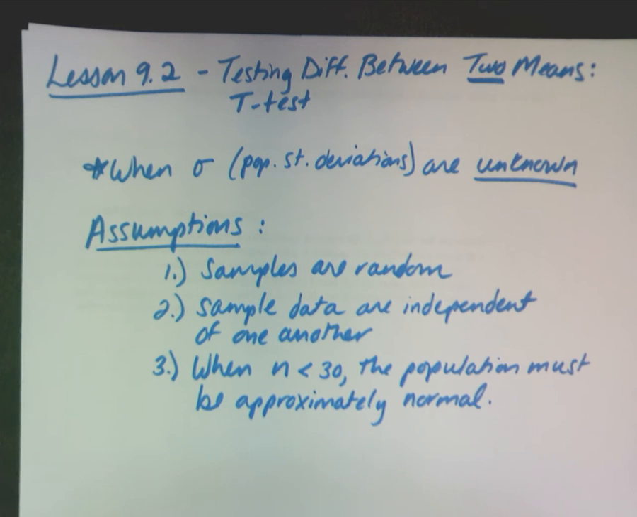Your samples are obviously random. Your sample data are independent of one another. And if you have less than 30 things, 30 people, 30 tests, the population must be approximately normal in order to complete this t-test.